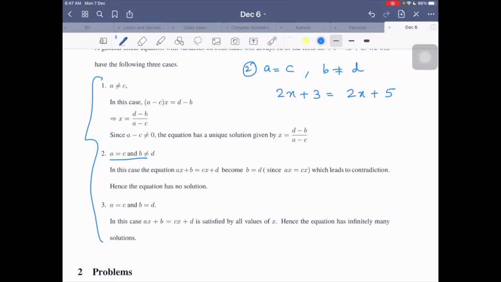Just think, when a is equal to c and b is not equal to d, what happens to this question? Please do respond.